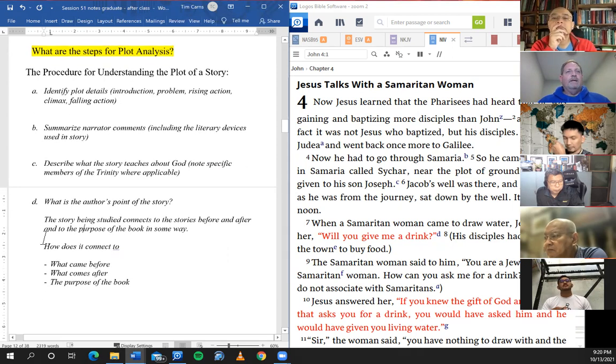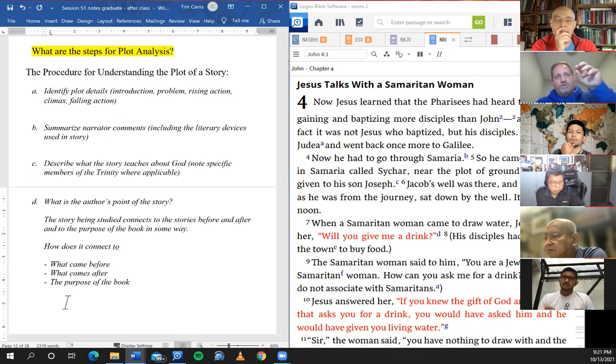And part of that last step will be considering how that story fits to what came before, to what comes after, to the bigger picture, the bigger part of the book. Kind of like what we were seeing in that video. They were trying to show the overall picture. So how does your story fit in that overall plot to the book? All right, so those are the steps.